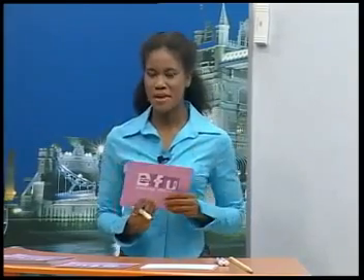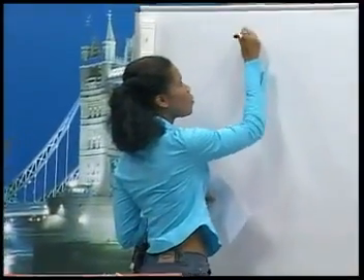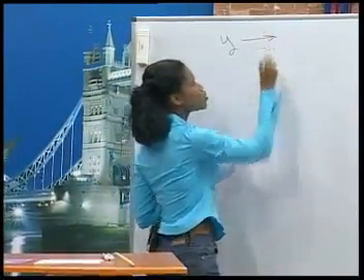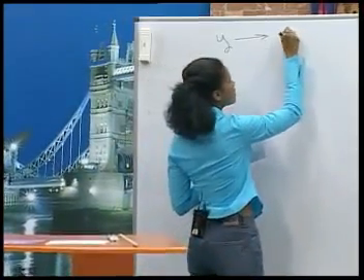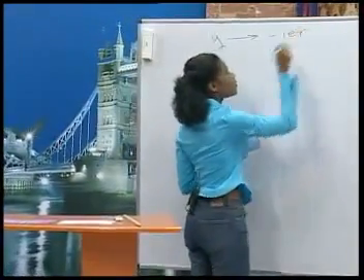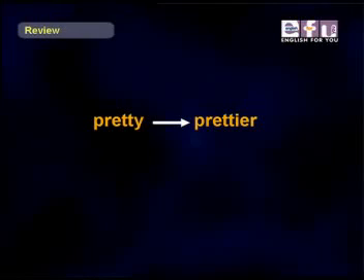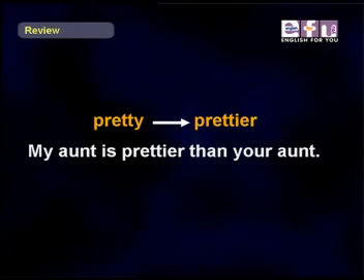There is one more thing that we should learn. We need to learn that for two or more syllable adjectives that end in Y, in the comparative adjective form, we must drop the Y and add I, E, R instead of the Y. Here are some examples. So pretty, which ends in Y, in its comparative form becomes prettier, no Y, I-E-R. My aunt is prettier than your aunt.